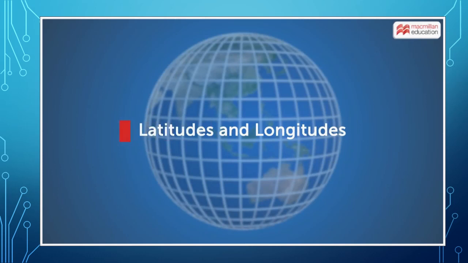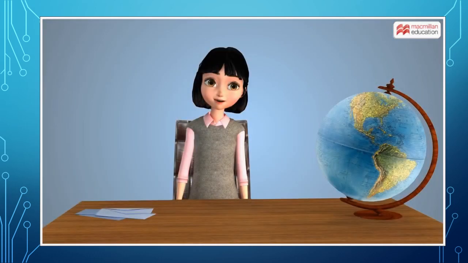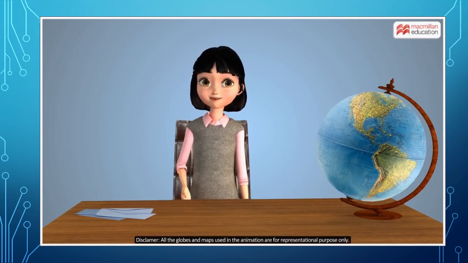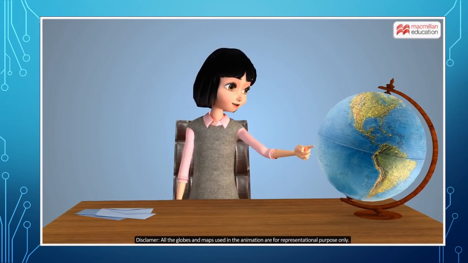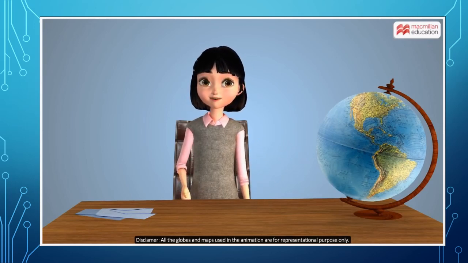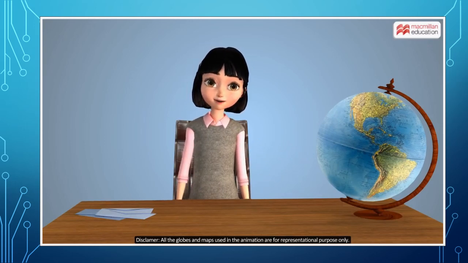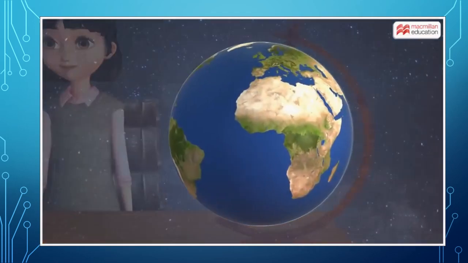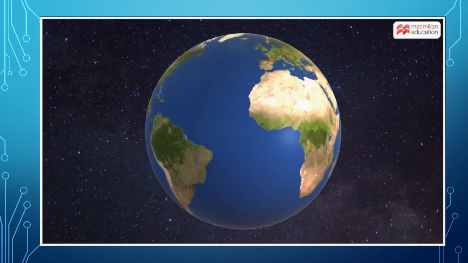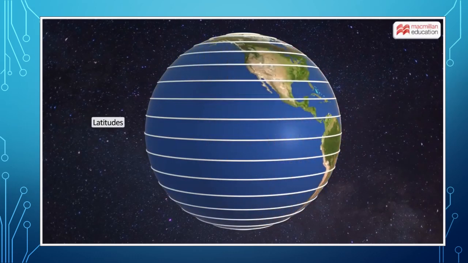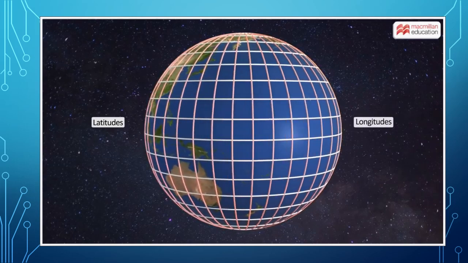Latitudes and longitudes. Just like a letter is able to reach your house through your address, a specific place on the map or on the globe can be located with the help of the geographic coordinate system. The geographic coordinates of a place consist of the degrees of latitude and longitude.